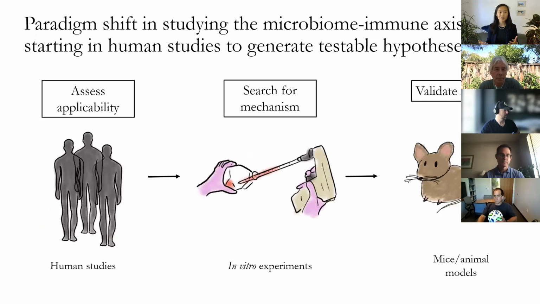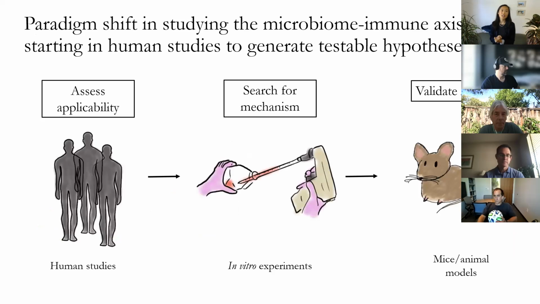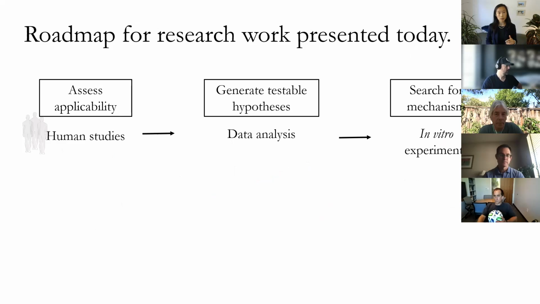So as Justin alluded to, the innovation of my thesis is turning this process on its head and giving it a paradigm shift in how we study the microbiome immune axis by starting in human studies first, assessing applicability: how does the microbiome change, and then in turn, how does the immune system change? From there, once we establish these relationships, we can search for mechanism in vitro experiments, and then finally validate them in mice. Today, I'll be talking about the first two parts of this pipeline, human studies and in vitro experiments.